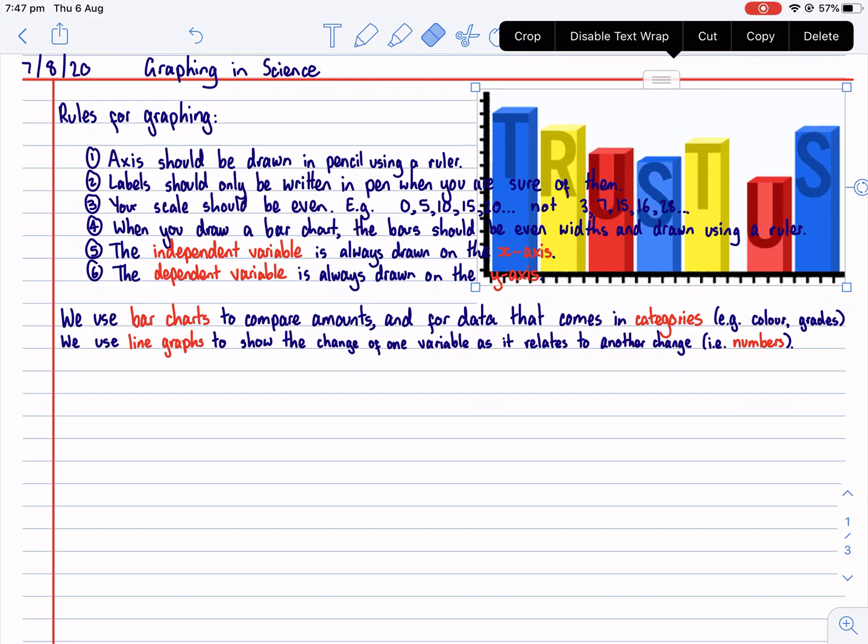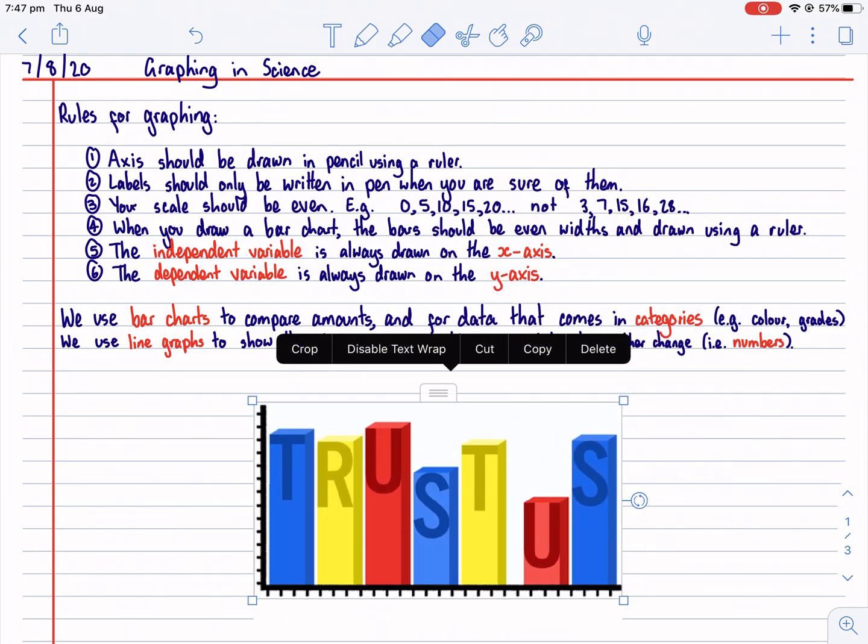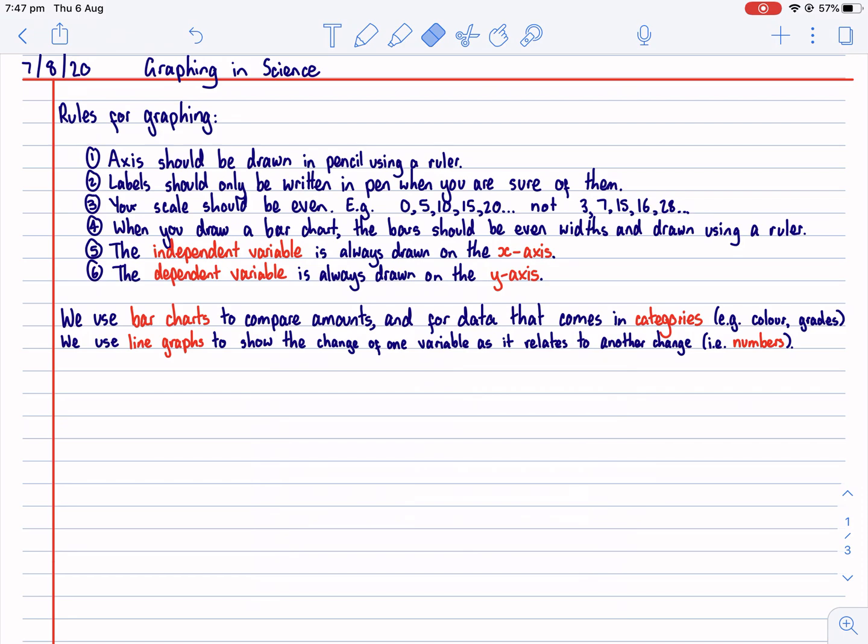Obviously your bar charts won't move because you're drawing them in pen and pencil, but they're those looking ones. They should always be even widths, so you should use a ruler for those, so they look really good.